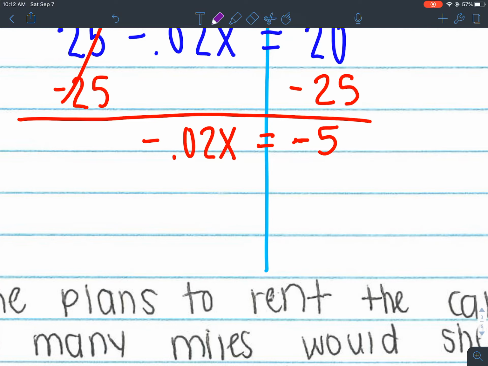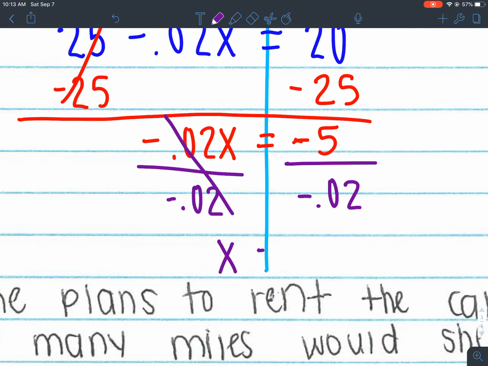And now I want to get x by itself, so now I have to divide, right? Negative 0.02 is being multiplied to x. So the inverse of that would be to divide by negative 0.02 and divide the other side by negative 0.02. On the left side, these are going to cancel, and then I have x equals, and if you do negative 5 divided by negative 0.02, you should get 250.